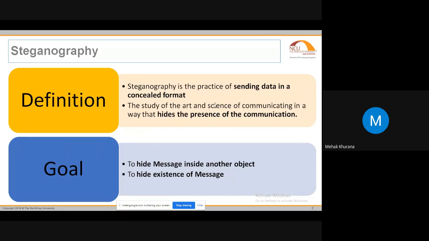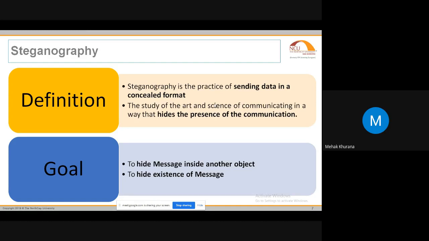The definition is that we are sending data. In the digital world, or in the earlier world, we need to send a message. Whenever we send data from a sender to a receiver, we have to send it in a concealed format, so that the existence of the data is not visible and nobody can know that we are sending it. The goal here is to hide.